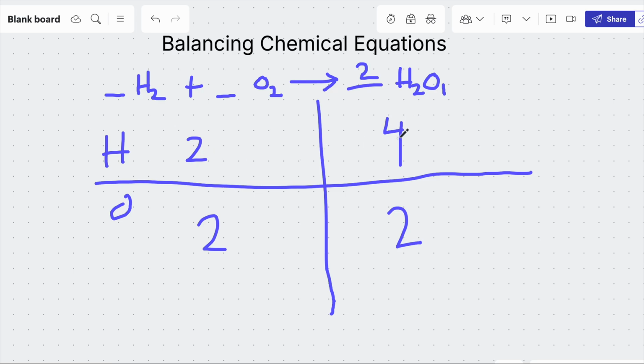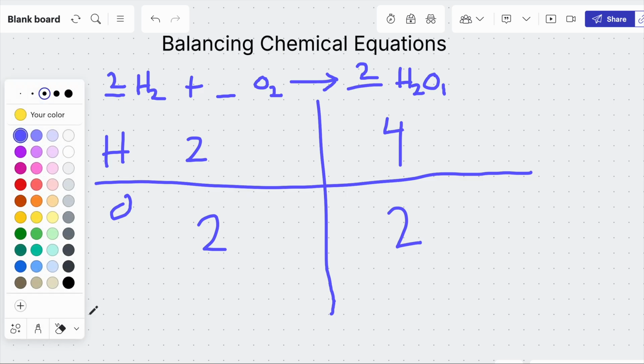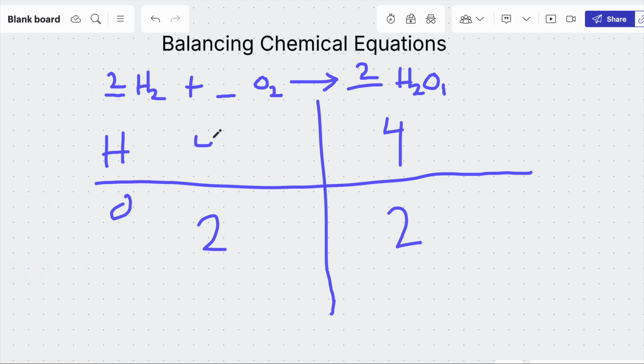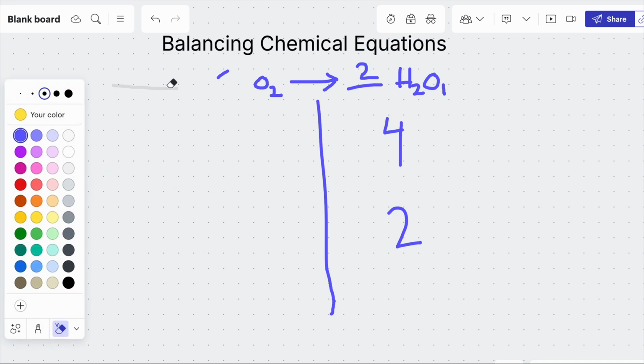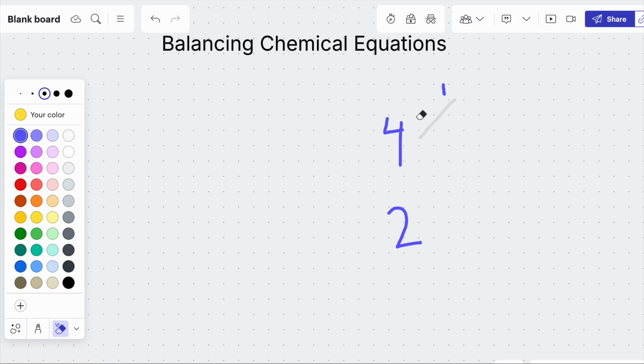Now that we've adjusted this, we upset our H's again. So now we have 2 on this side. Need to fix this side. Only one thing we can do to add more H's. So let's try bumping that up to a 2. It's going to get us to 4. And then we're good to go. So our final answer will be 2H2 plus 1O2 makes 2H2O. And that is number 2. Just going to erase all this, and then we'll move on to number 3.